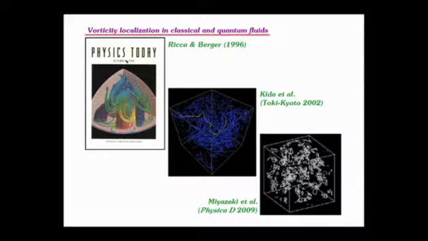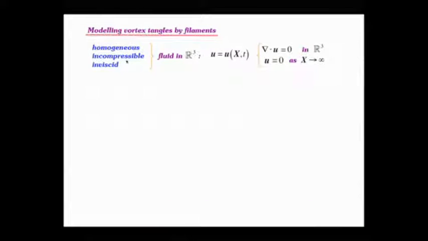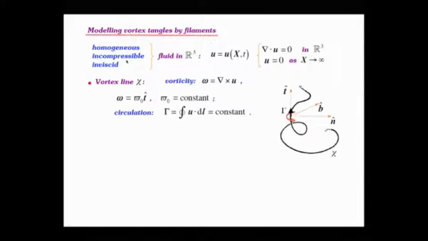In this very simple approach, I remind you the approach is extremely simplified. I will take a homogeneous, incompressible, and inviscid fluid in R3. There is a velocity field that governs the motion of the particles, and I identify the particles with the position vector x and time t, and I'll use the divergence-less condition for u, and u vanishing at infinity.